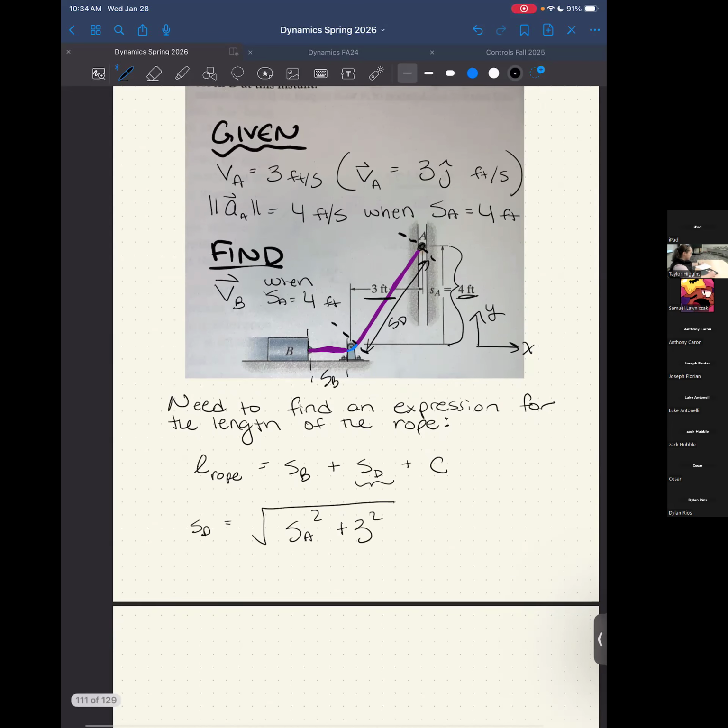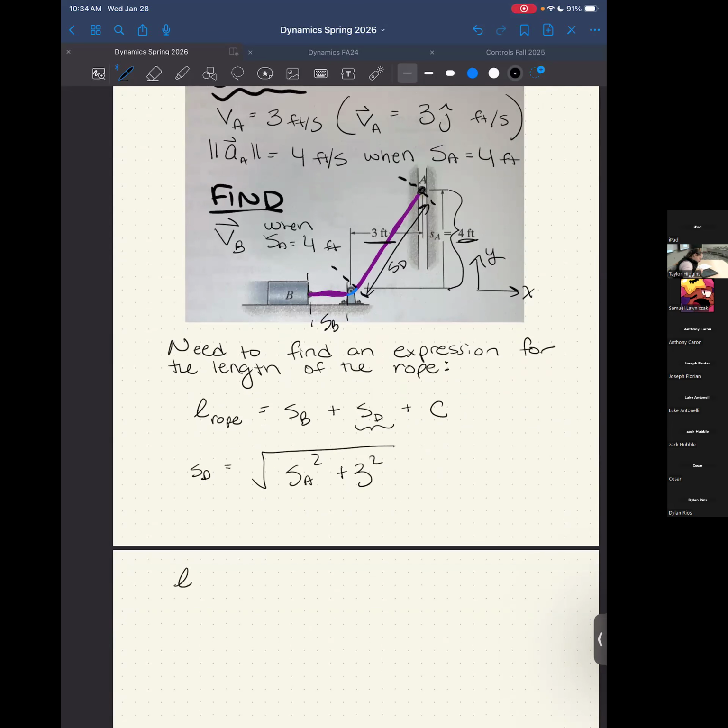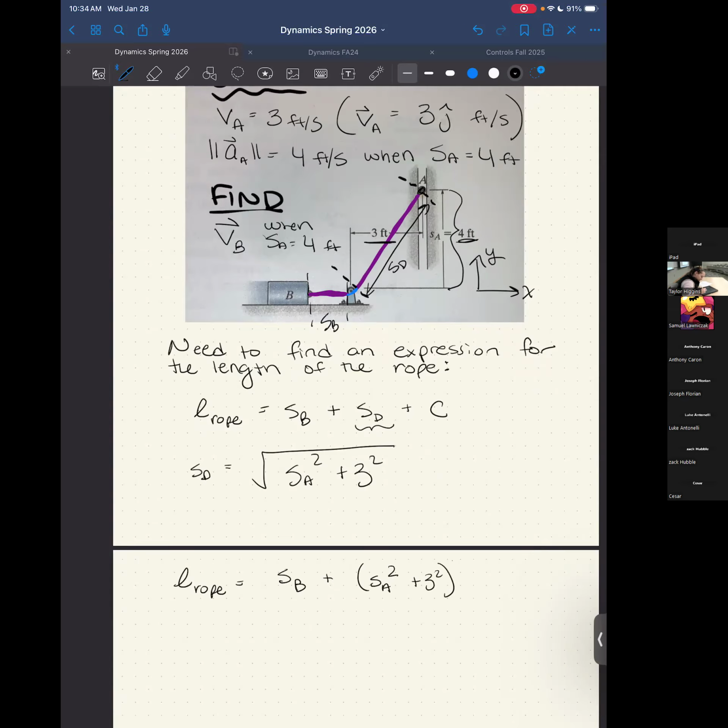Okay, so I'm going to plug that in, and I'll rewrite L rope is equal to SB plus, I'm going to write it this way. We okay with that? Yeah, that makes sense. I guess we'll just use chain rule. I just didn't want to. Yes, very unfortunately, we're going to have to massively use the chain rule in this problem. Not just once, but a nested chain rule that gets a little bit gross. But it's okay, we can do it. I promise we can do it.